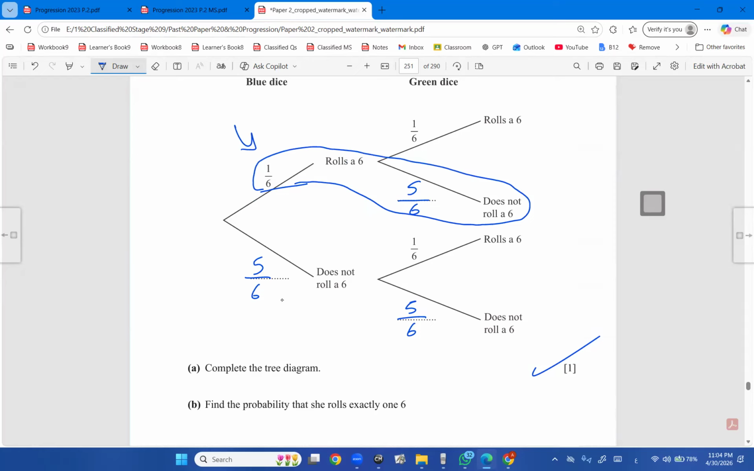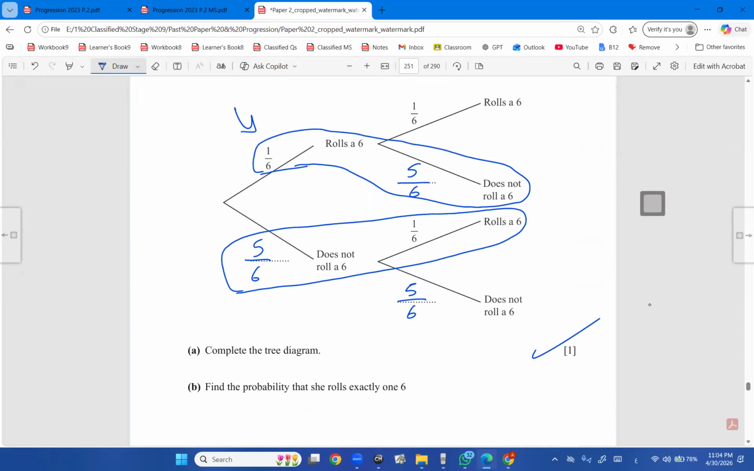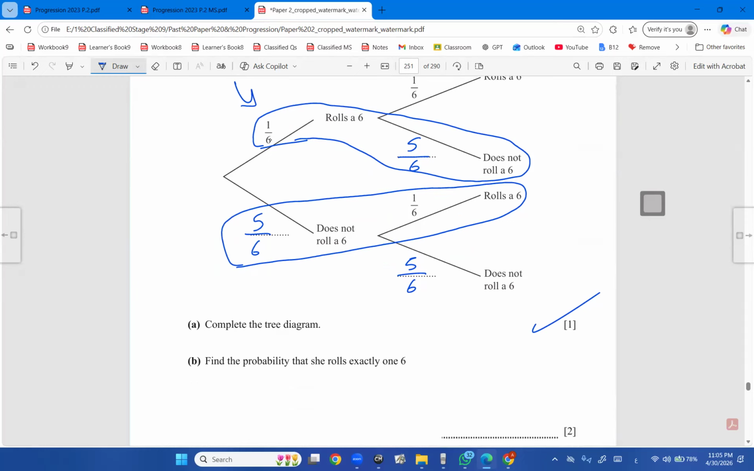And down here, you find that there is another event, when she doesn't roll a six on the blue dice and she rolls a six on the green dice. One of them will happen. So, how can I write this in math? Look at this. It is 1 over 6 and 5 over 6. 1 over 6, and we agreed in probability that and is times, 5 over 6. Or, and we agreed or is plus, 5 over 6 times 1 over 6. This is how we find it.